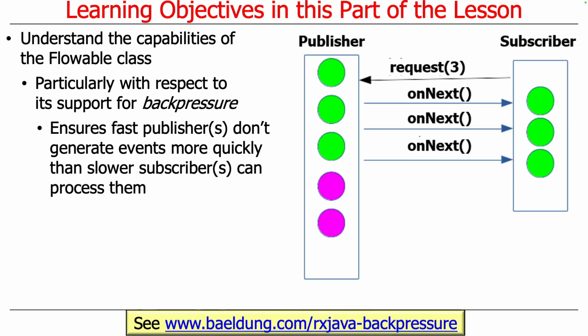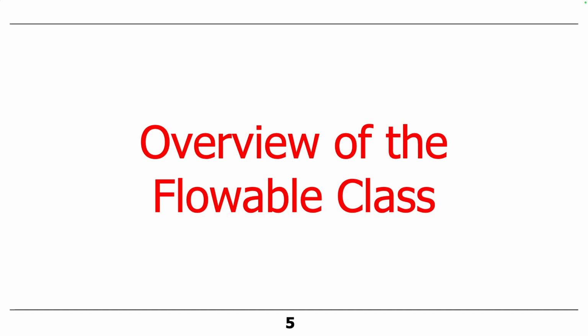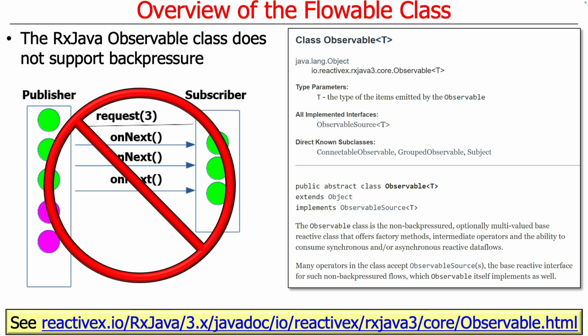What back pressure allows you to do in reactive streams is ensure that fast publishers don't generate events more quickly than slower subscribers can process them. And we'll see there's a whole bunch of different ways that that works. So let's talk about the flowable class. First, let's talk about why we need it.